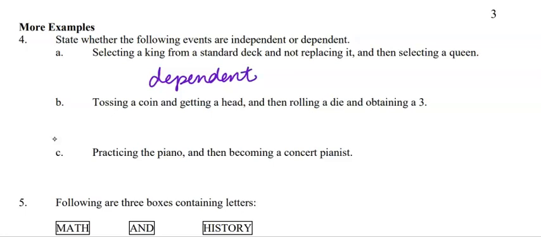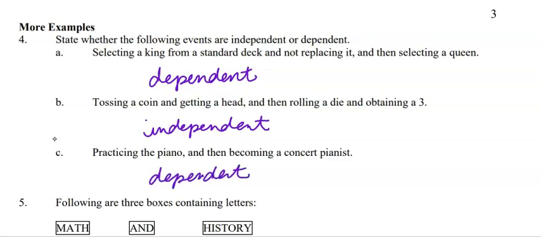Tossing a coin and getting a head, then rolling a dice and obtaining a 3. These two events would be independent because one does not affect the other. Practicing the piano and then becoming a concert pianist. I kind of threw in a different type of example. But obviously, when you practice, you get better. And so becoming a concert pianist is dependent on how much you practice. And so these two events are dependent.